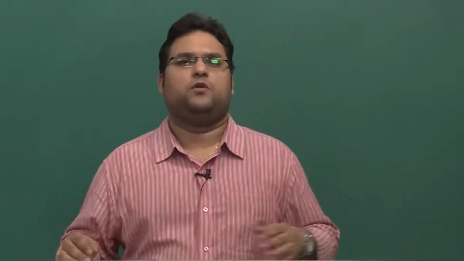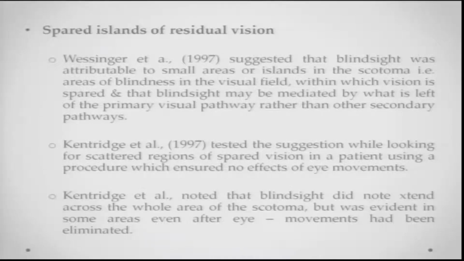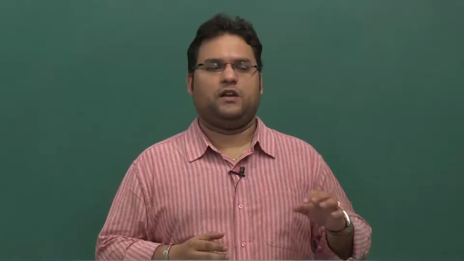Another theory about blind sight was given by Weiskrantz and colleagues in 1997, and they suggested that blind sight was attributable to small areas or islands in the scotoma. Scotoma is basically the area of blindness in the visual field, within which vision is spared, and blind sight may be mediated by what is left of the primary visual pathway rather than other secondary pathways. So, they are saying that there might be areas in the blind part which are partially preserved or still active, and participants can be using these partially preserved areas to guess where these light flashes or objects are.